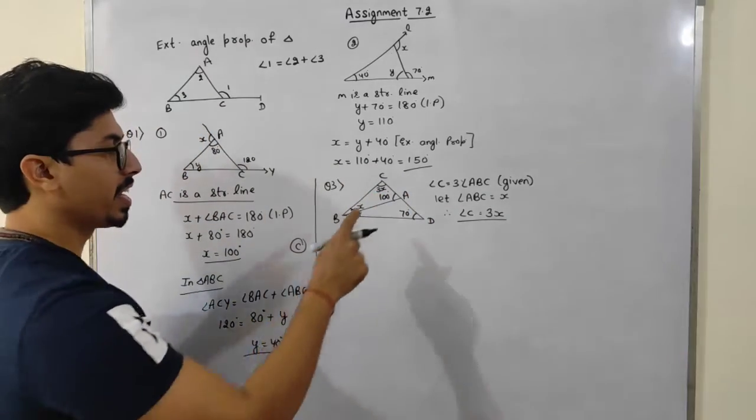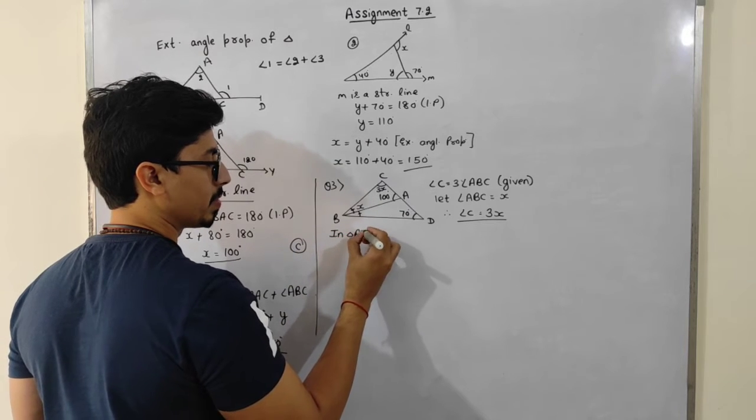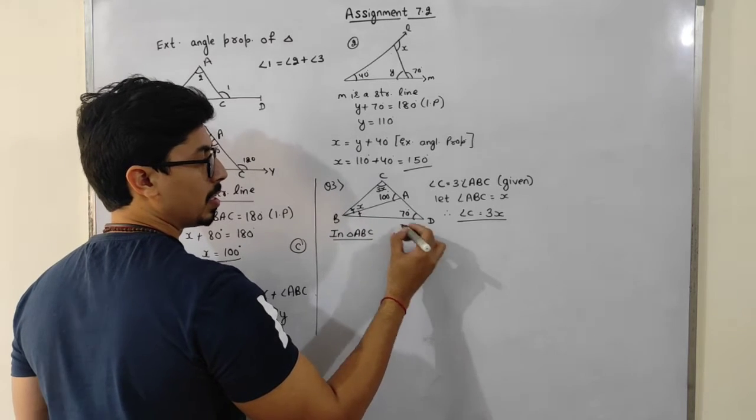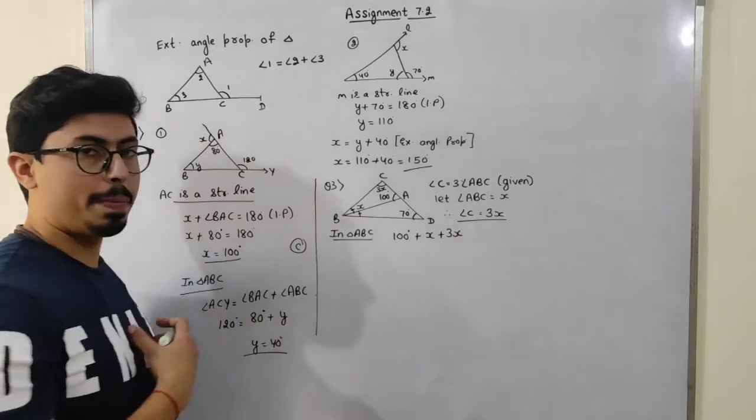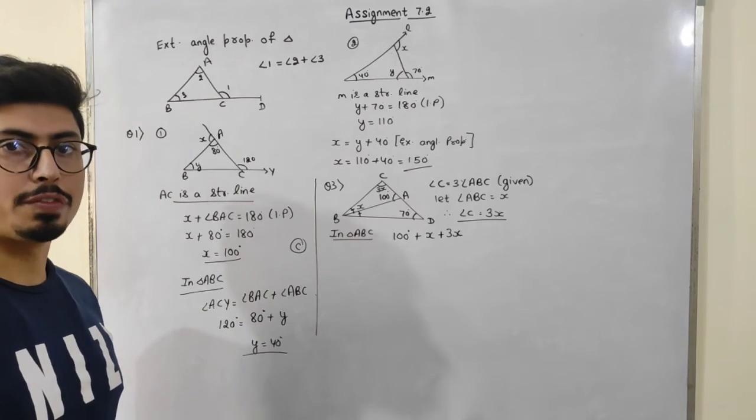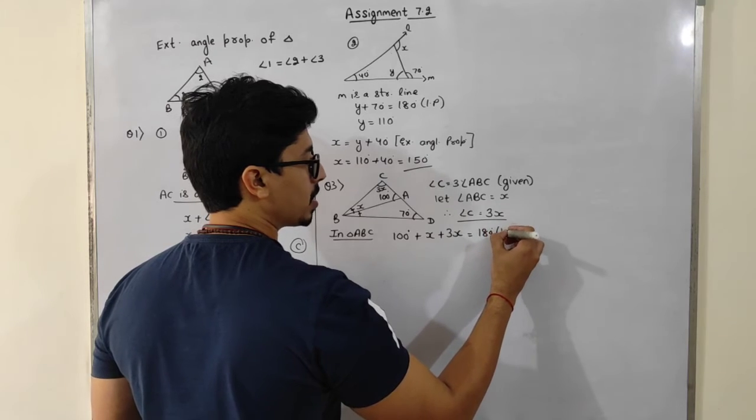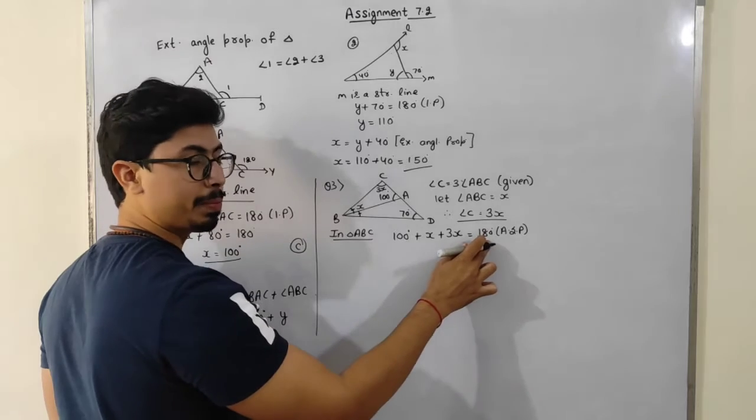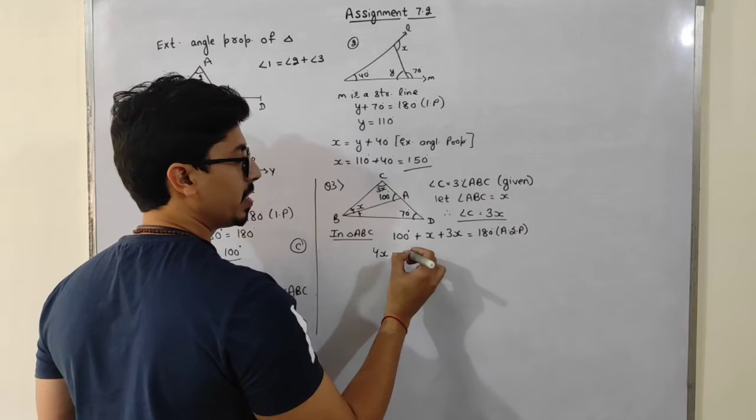Now, students, I can take the triangle ABC. So in triangle ABC, this is 100 degrees, this is x, and this is 3x. We know the property, students, the sum of the angles of a triangle is 180 degrees because of the angle sum property of triangle. Okay, so 100 when it goes there, it will be subtracted. So 3x plus x, it is 4x, and this is 180 minus 100, that is 80 degrees now.